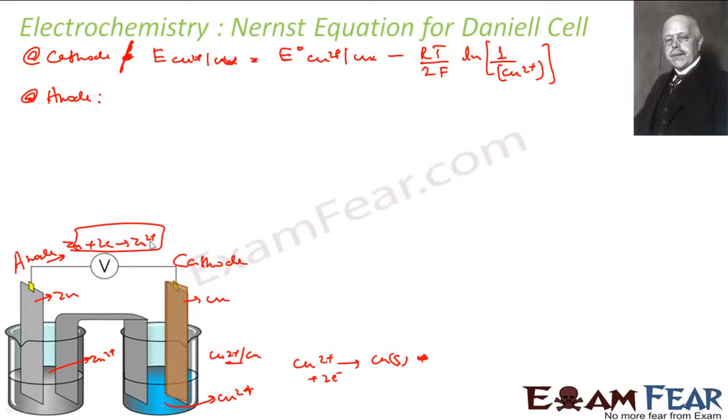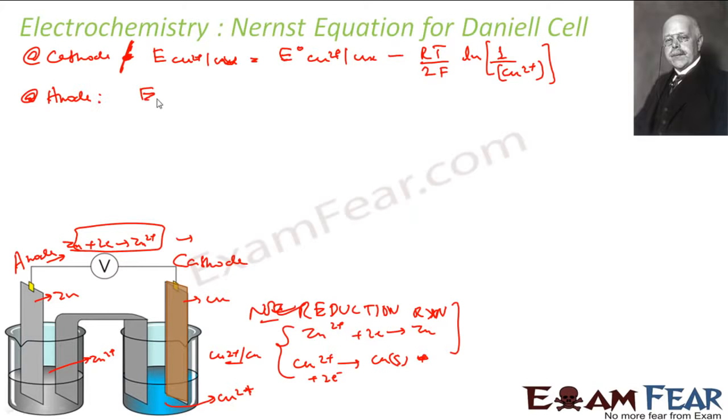The flip side is nothing but the reduction reaction. Please note, I have to write the reduction reaction for this. Reduction reaction is Zn2+ will take 2 electrons to become Zn. So in both cases I am writing the reduction reaction. For finding the value of K, I am finding the reduction reaction. That is something to note.